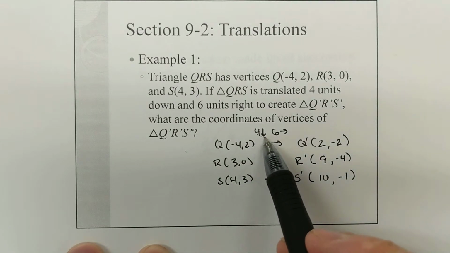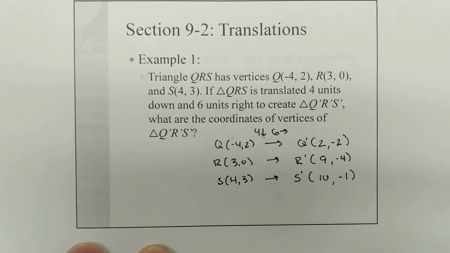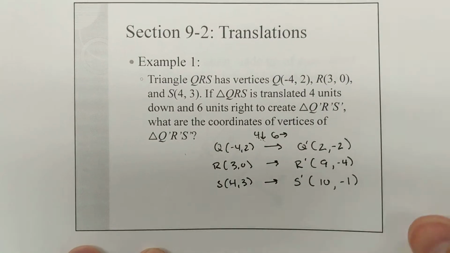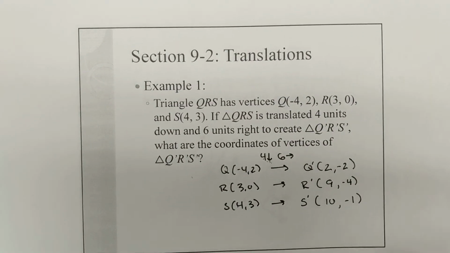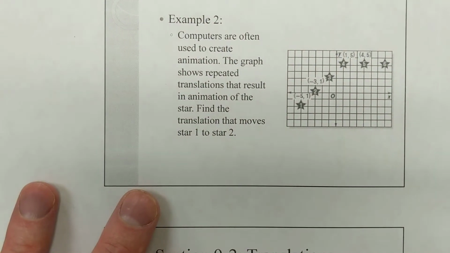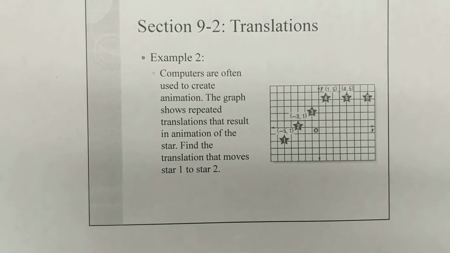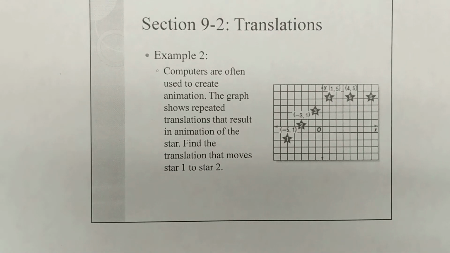Now, downs and lefts are negatives, so they're subtractions. Rights or ups are additions, because those are the positive directions. So that's where your new coordinates are. You could have graphed that one and followed the directions and then read the points off, but you could also just do the math. All right, example 2 here, computers are used to create animation.